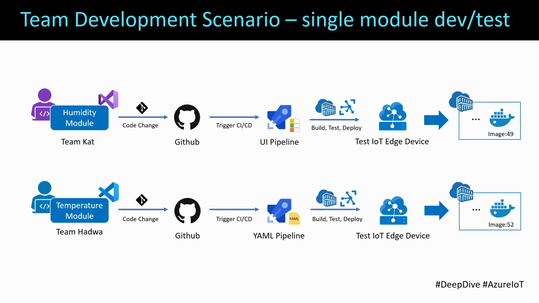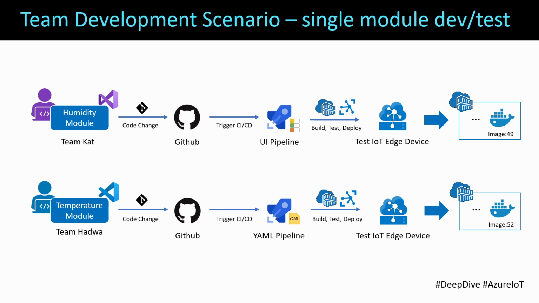Yep. And I'm glad you pointed out that we're using a UI pipeline. So there's 2 options that you can configure your pipeline with. And so this is the visual designer. And we decided to go this route because our team's a little bit newer to Azure DevOps, and it's a bit of an easier interface to work with.